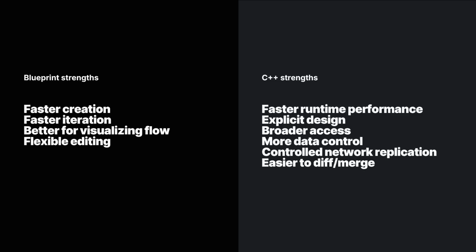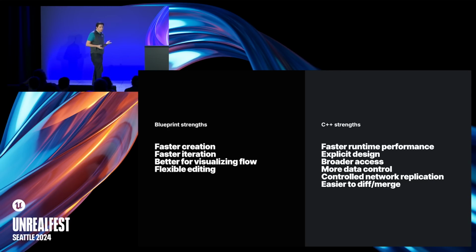Blueprints, you want to look at for faster creation, faster iteration, better for visualizing flow and how things fit together, and flexible editing. And on the C++ side of things, there is faster performance and explicit design. You've got broader access to different parts of the engine, more control and better control of network replication. While Blueprint is good for handling certain parts of replication, on the C++ side, you can be very explicit with how that's working. And obviously, C++ is easier to diff and merge. But I wanted to bring it up that these things are made to work together.